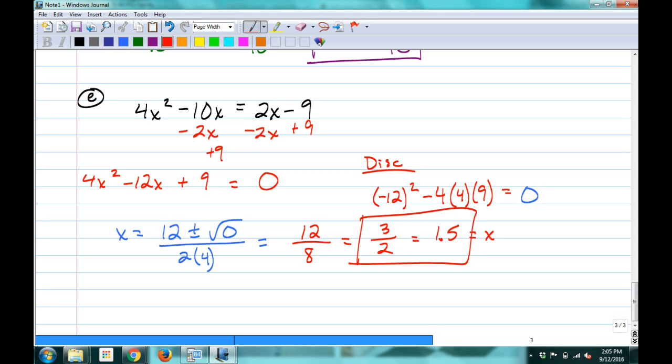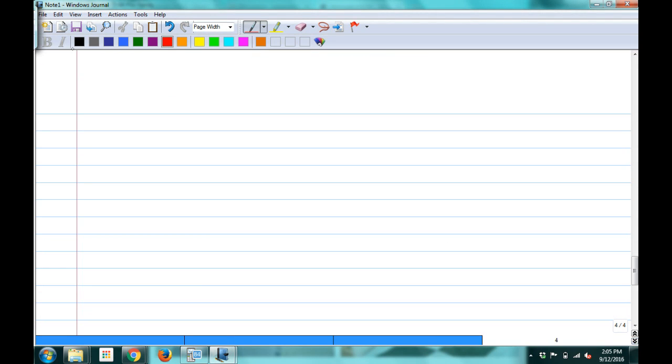Okay, quadratic formula. A very, very useful way of solving quadratics. All right, so what I want you to practice on the rest of the time, you got 55 minutes left in class, kids.